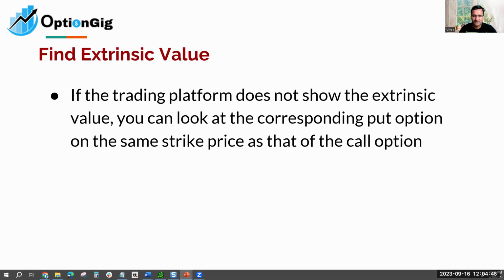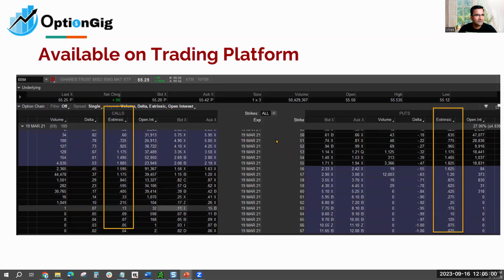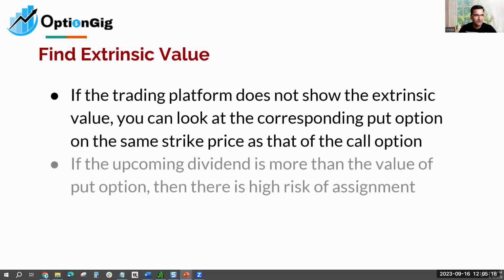So if you're on a Robinhood platform, I don't know if Charles Schwab or E-Trade shows the extrinsic value upfront or not. But if those platforms don't show you the extrinsic value, let's go back to the 50 strike. If I don't have this, I can see what the put option is being sold at, 61, 66. I'll take maybe 62 or 63. It's not exactly 60, but close to it. So that's another way to find the extrinsic value if your platform doesn't show it: go and look at the corresponding put option and see what it is being sold at. Now, if the upcoming dividend is more than the value of the put option, then there is a higher risk of assignment, because it's more than the extrinsic value.